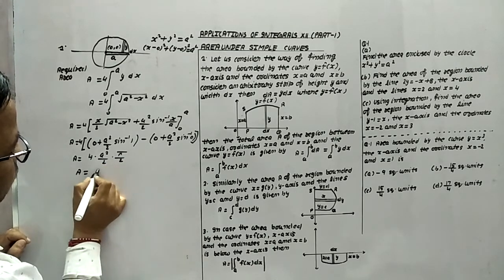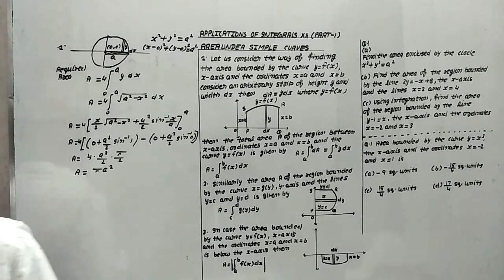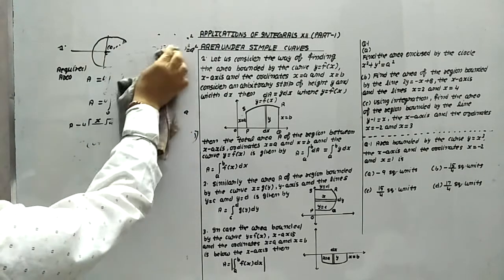It means the area of this circle is pi a square, and this is the answer. So in this way we can find out the area of any figure. We only have to apply this concept. Now look at this thing.